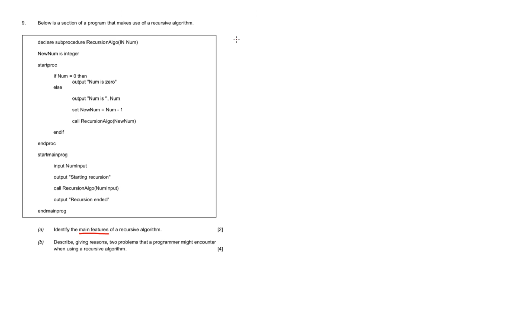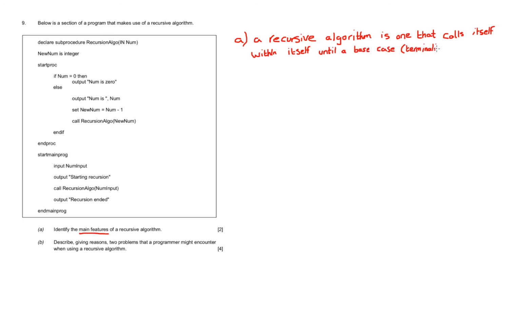So the code isn't really needed here, it's for 2 marks. And we're all happy with a recursive algorithm. It's one that calls itself within itself until a base case or a terminating condition is met. So 2 marks, 1 for saying what a recursive algorithm is, saying it calls itself within itself, and then you get the 2nd mark for explaining that there's a terminating condition or a base case.